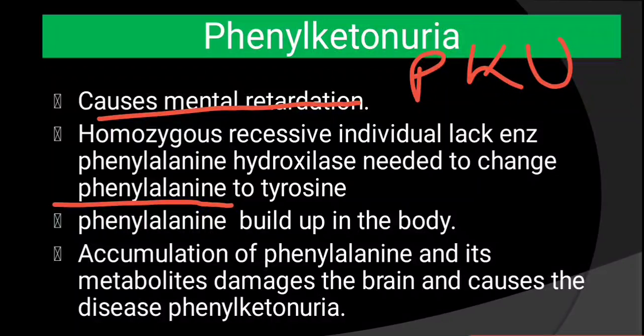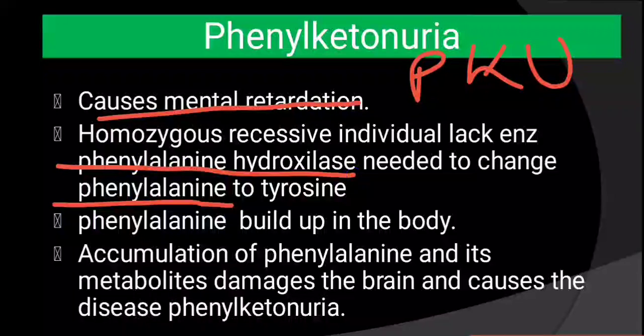Now why does this happen? Because the person lacks the enzyme phenylalanine hydroxylase, which is very important to change phenylalanine to the amino acid tyrosine. This enzyme is not present in the affected person. So phenylalanine builds up in the body, and its metabolites cause extreme mental retardation. They damage the brain and cause the disease PKU, that is phenylketonuria. Hope it is clear.